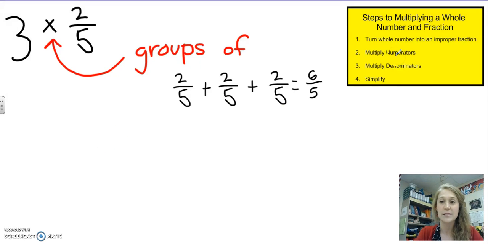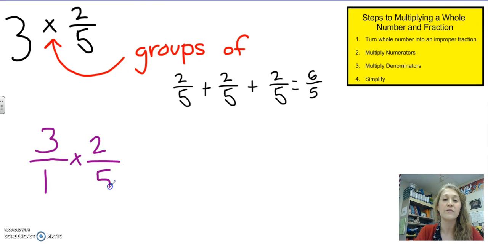So let's follow our steps. Step number 1 is turn the whole number into an improper fraction. That just means we rewrite the number over 1. Because remember that fractions are division. So when we look at 3 over 1, it's the same thing as saying 3 divided by 1, which is 3 wholes. So we have not changed the value. We've simply written it as an improper fraction. And we're going to be multiplying that by 2 over 5.